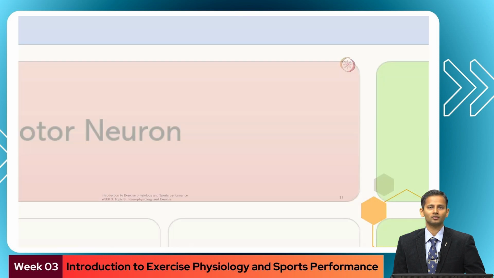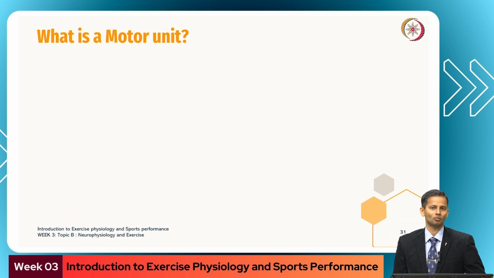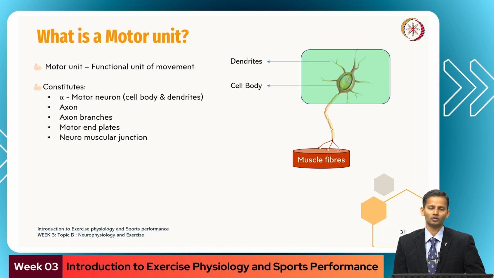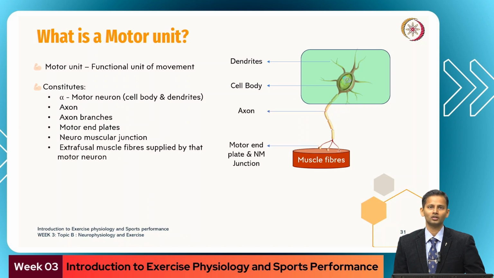With this background, let's discuss what a motor unit is. The motor unit is the functional unit of movement. The various components of the motor unit are the alpha motor neuron, including the dendrites, the cell body, the axon, including the nodes of Ranvier through which the transmission happens across the axon, ending in the axon terminals and then the motor end plate with the neuromuscular junction, onto the skeletal muscle fibers, which are the extrafusal fibers.